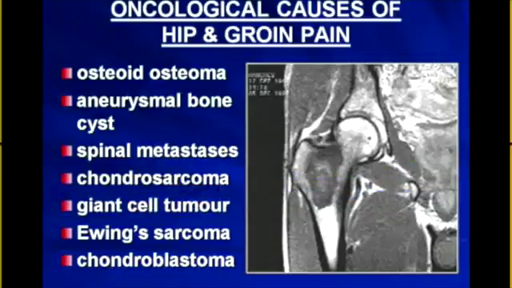So osteoid sarcomas, or osteomas, bone tumors, aneurysmal bone cysts, which is what is shown in this X-ray. Spinal metastases, so bone pain that has metastasized from the lumbar spine, particularly to the hip, is a favorite target area. Chondrosarcoma, which is one of young adults that affects the cartilage, and giant cell tumor, Ewing's sarcoma, chondroblastoma. These are all tumors that affect the hip and groin pain.